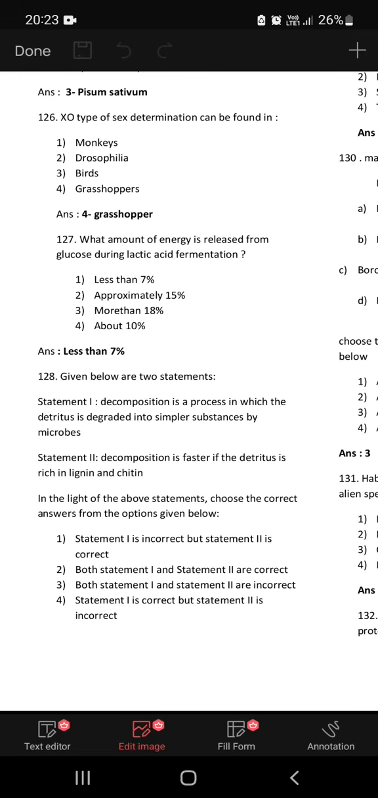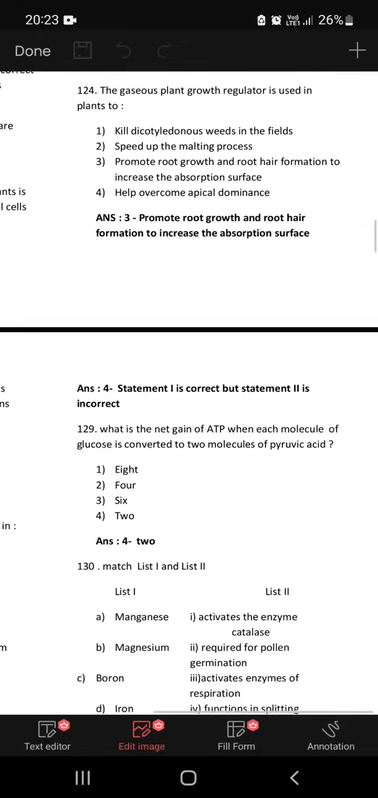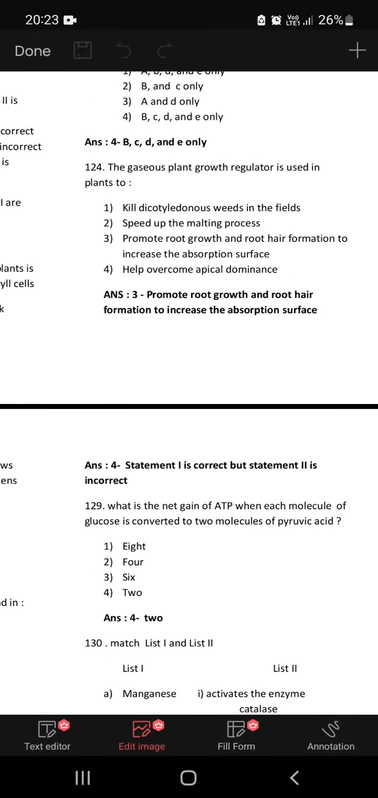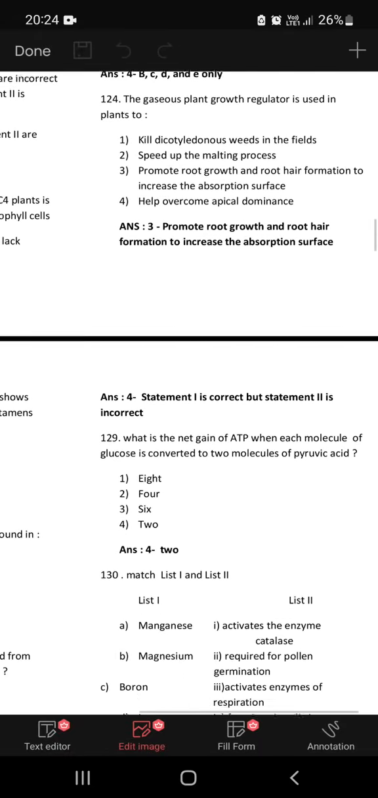Given below are two statements. Again, you have to read all of them. Statement 1: Decomposition is a process in which the detritus is degraded into simpler substances by microbes. Statement 2: Decomposition is faster if the detritus is rich in lignin and chitin. So the second statement is not correct. Let us see the option: statement 1 is correct, but statement 2 is incorrect.